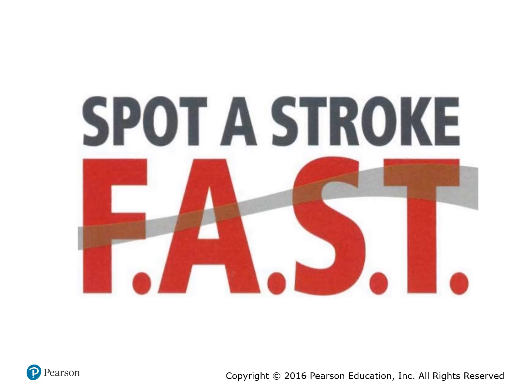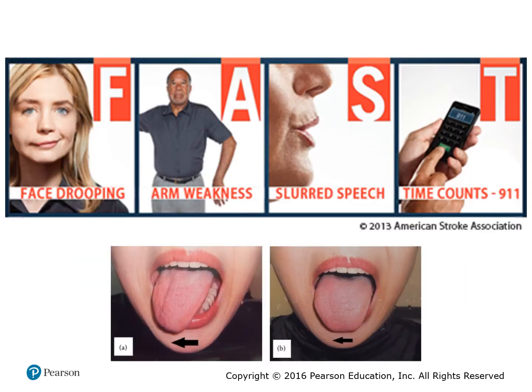So let's talk about stroke. A stroke, or a brain bleed or blood clot in the brain, is a lack of proper blood supply to the brain. We have a mnemonic on how to spot a stroke fast. It's FAST is the mnemonic. So how do we spot a stroke fast? It's face, arms, speech, time, tongue.